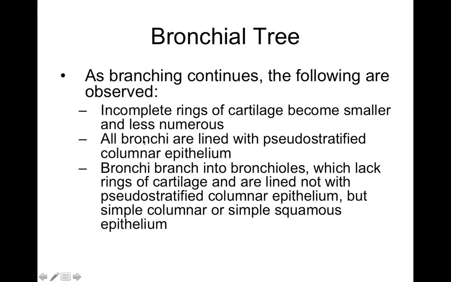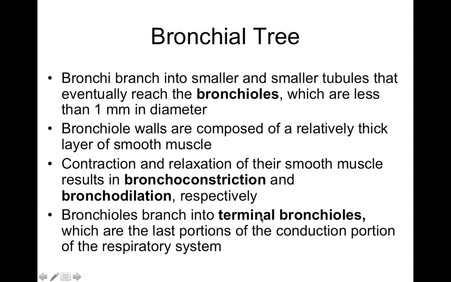Larger bronchi are lined with a pseudostratified columnar epithelium, but as the bronchi branch into bronchioles, we get less cartilage, and the pseudostratified columnar epithelium starts to change more into a simple columnar or simple squamous epithelium. So it gets thinner and not ciliated, and so it's actually easier for gases to be exchanged at the smaller and smaller structures of this bronchial tree.